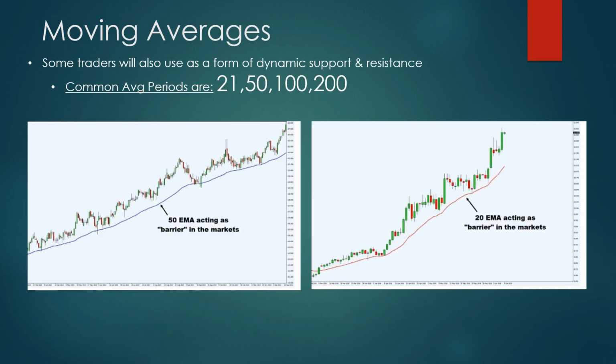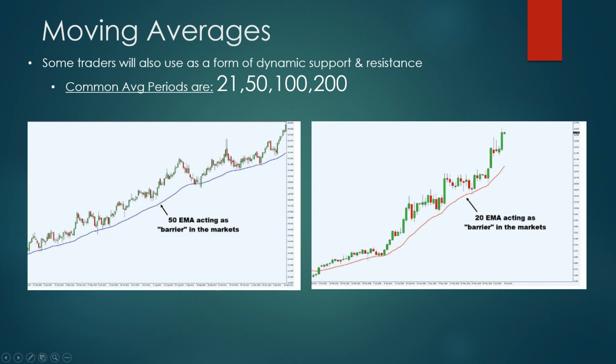We also said that moving averages can serve as a form of dynamic support and resistance. Some traders like to use this, not all do. Common average periods are the 21, 50, 100, and 200 period. Here we have the 50 EMA. EMA means exponential moving average, so there's simple moving average and exponential moving average. And notice how here every single time the price comes down to that 50 EMA, more or less, we catch support off of it and we move higher.